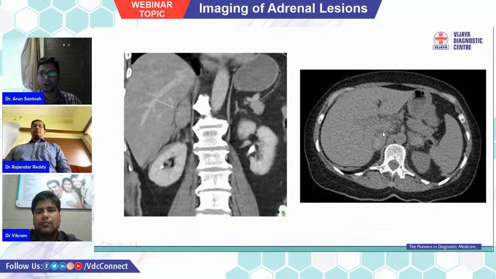This is another axial non-contrast CT. Here we can see two well-defined oval-shaped lesions which are relatively hyperdense to the adjacent solid organs, suggestive of acute non-traumatic bilateral adrenal hemorrhage. So this patient landed up with adrenocortical insufficiency.